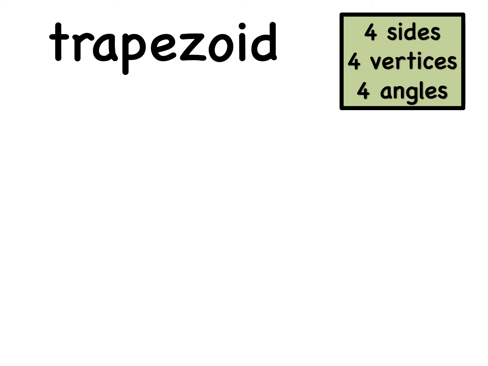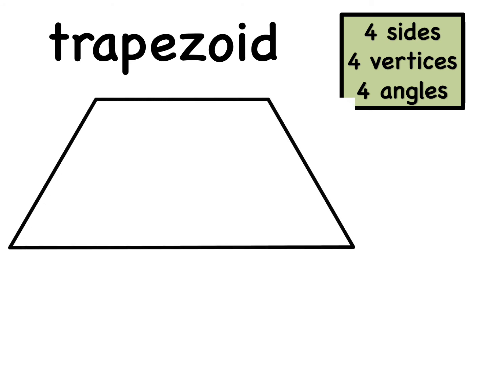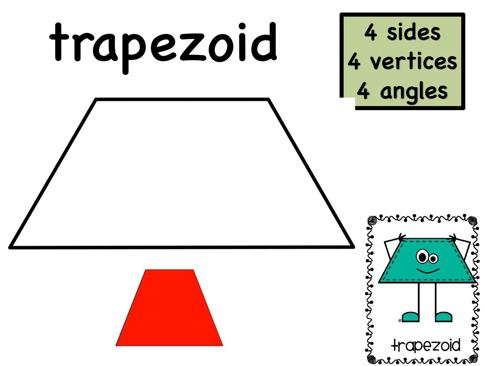Next word, trapezoid. A trapezoid has 4 sides, 4 vertices, and 4 angles. There's a trapezoid. Here's another trapezoid. And there's another trapezoid. You want to try drawing a trapezoid? You can pause the video and draw a trapezoid if you would like.